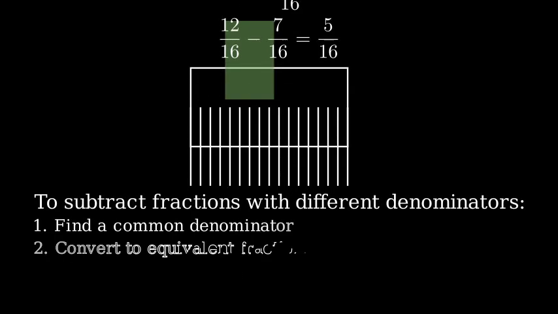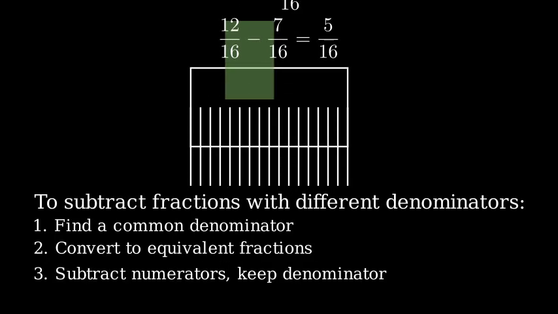To summarize, when subtracting fractions with different denominators, first find a common denominator, convert the fractions to equivalent fractions with that denominator, and then subtract the numerators while keeping the same denominator.